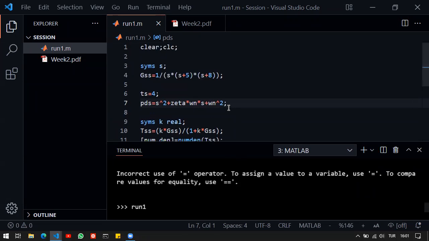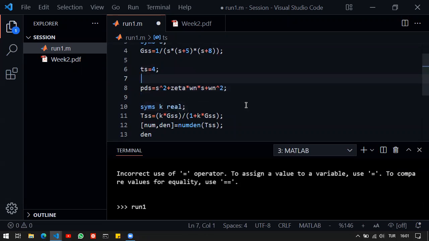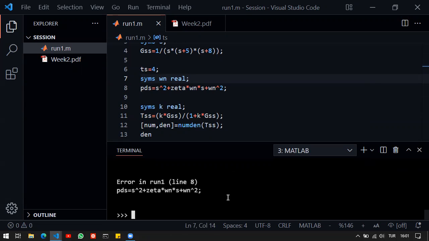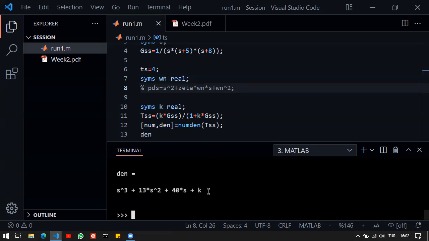And I guess omega n is also not defined. So let's do that too. Omega n is also real, so I can... zeta. Oh yeah. Let me just get rid of this. There we go.